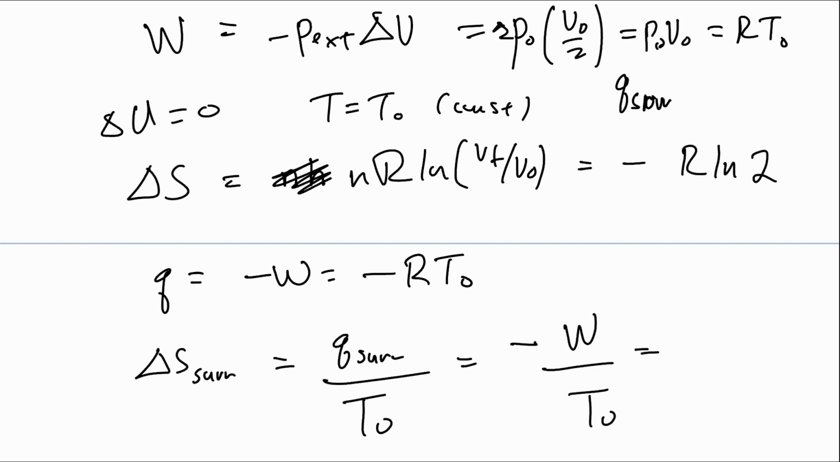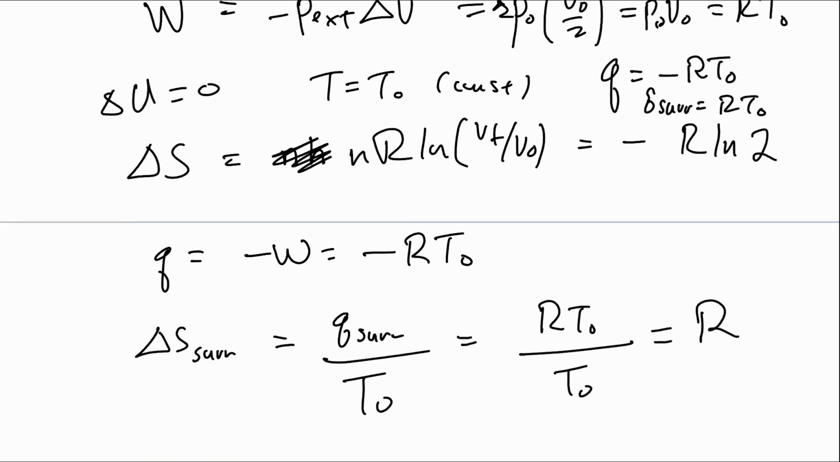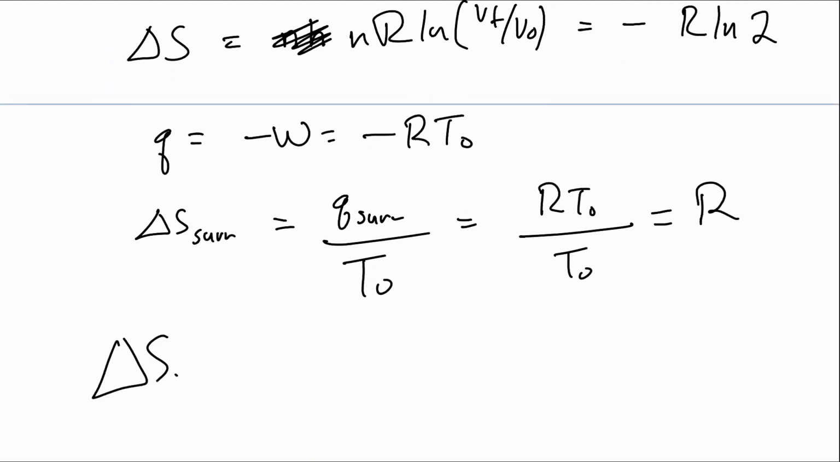Actually, I'm getting too many minuses, so let me be a little clearer here. Q was minus R T naught, so that Q is the heat that left the system. It left the system, and so for the surroundings, Q is just the minus of that. So I have R T naught divided by T naught, so it's equal to R. Okay, so delta S of the universe, here's the punchline.